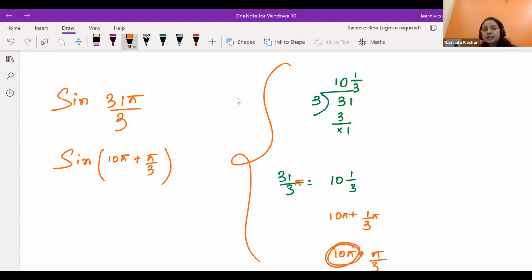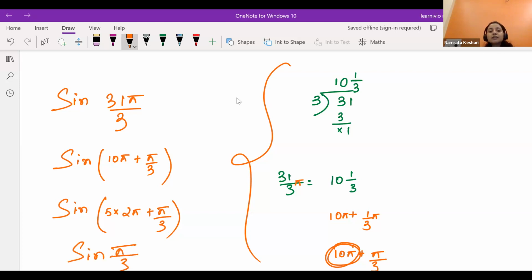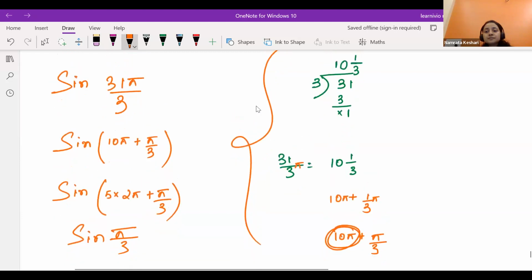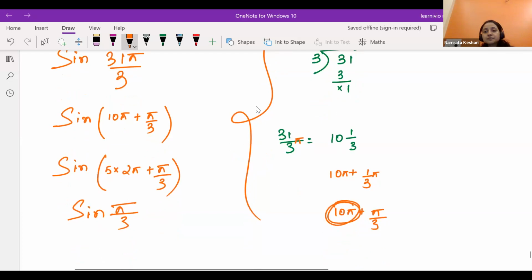Can we write it like this, 10 pi plus pi by 3? We can, right? Now what does this 10 pi mean? We can write it as a multiple of 2 pi: 5 into 2 pi plus pi by 3. Now, we were just discussing that any number into 2 pi with an extra angle is nothing but just sine pi by 3. Yes or no?